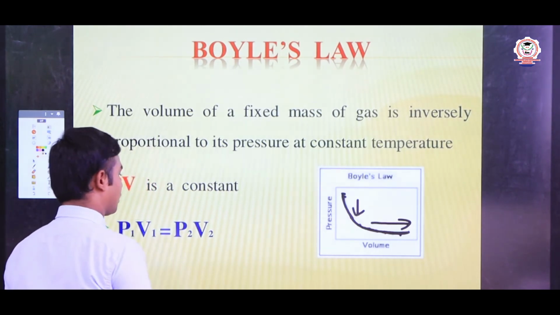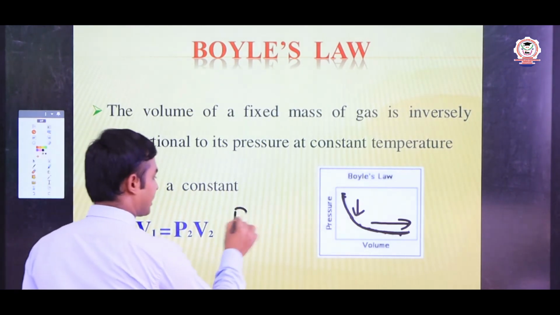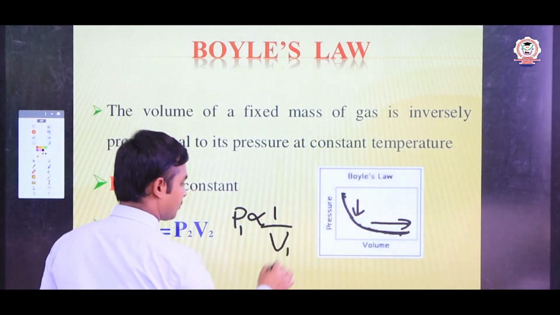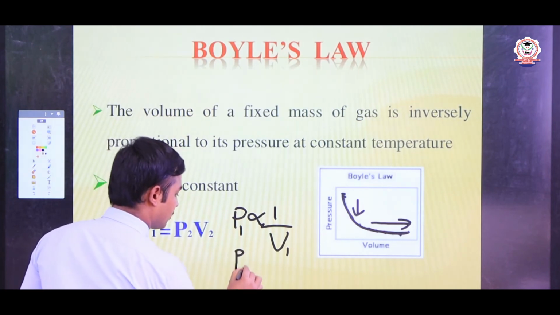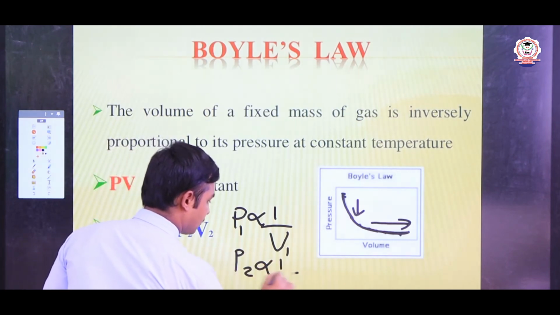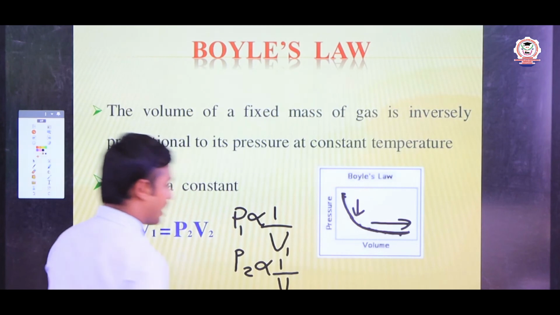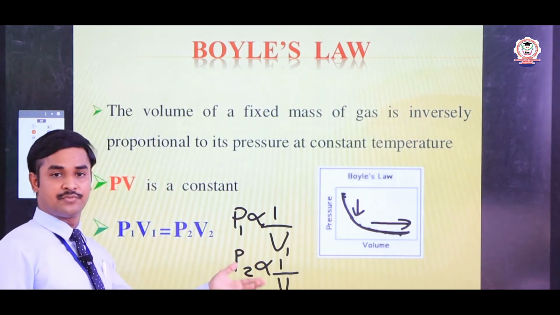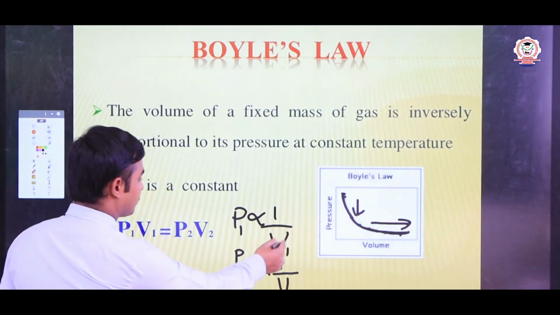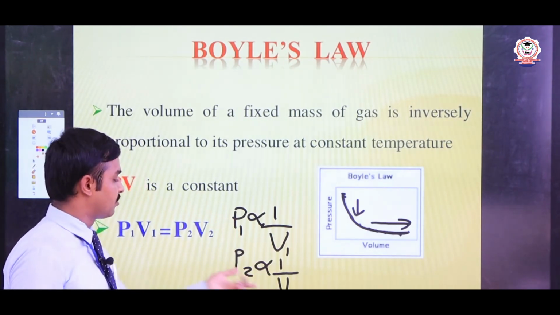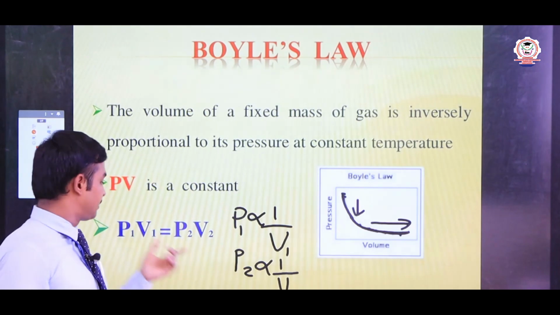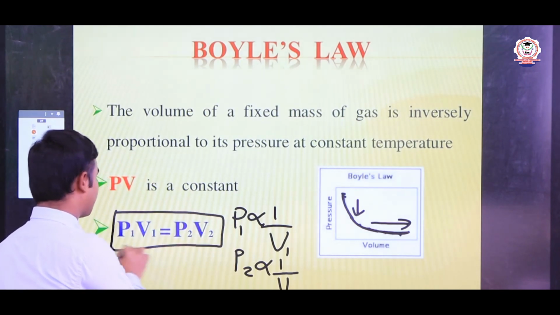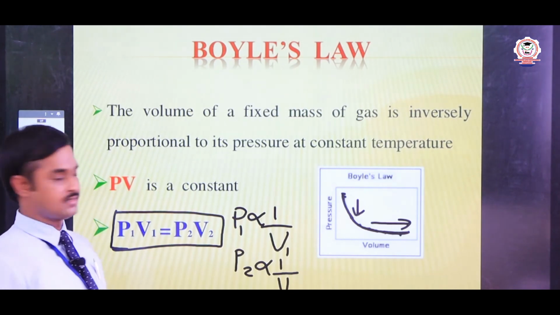You can write this law as P inversely proportional to 1/V. So, P1 is inversely proportional to V1 and P2 is inversely proportional to V2. When combining these formulas, you can get P1 V1 equal to P2 V2. So, V1 multiplied by P1 and V2 multiplied by P2. So, you can get P1 V1 is equal to P2 V2. So, this is the general mathematical representation of Boyle's law.